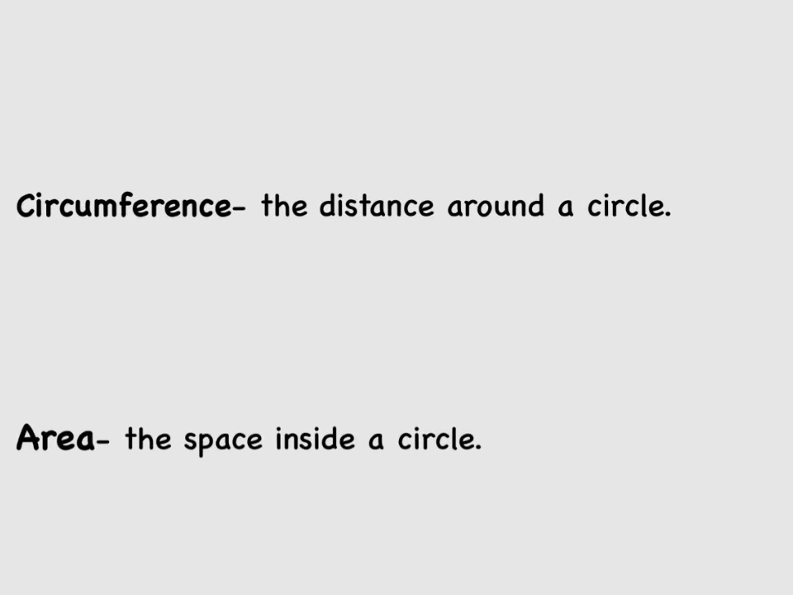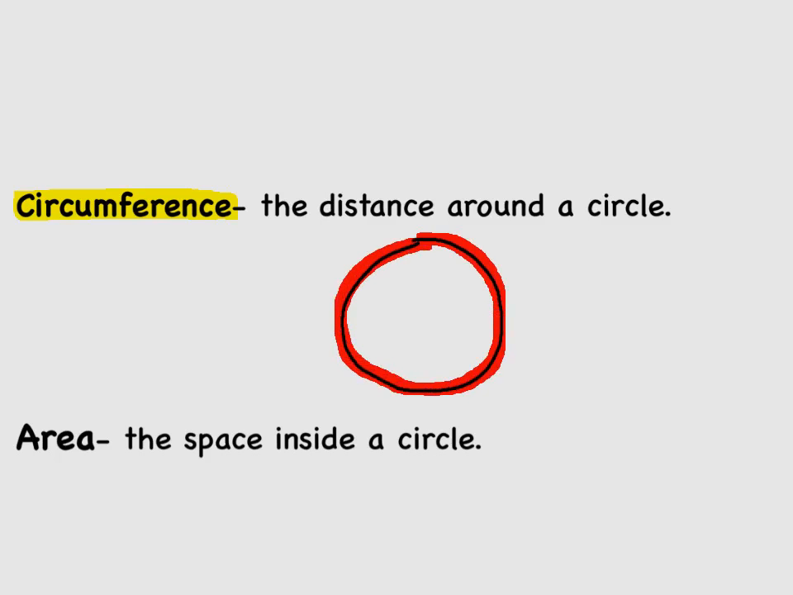Circumference. The circumference of a circle is the distance around the circle. So if I were to draw a circle and we were to calculate its circumference, it would be the distance around the circle. I'm measuring how far it is around the circle.